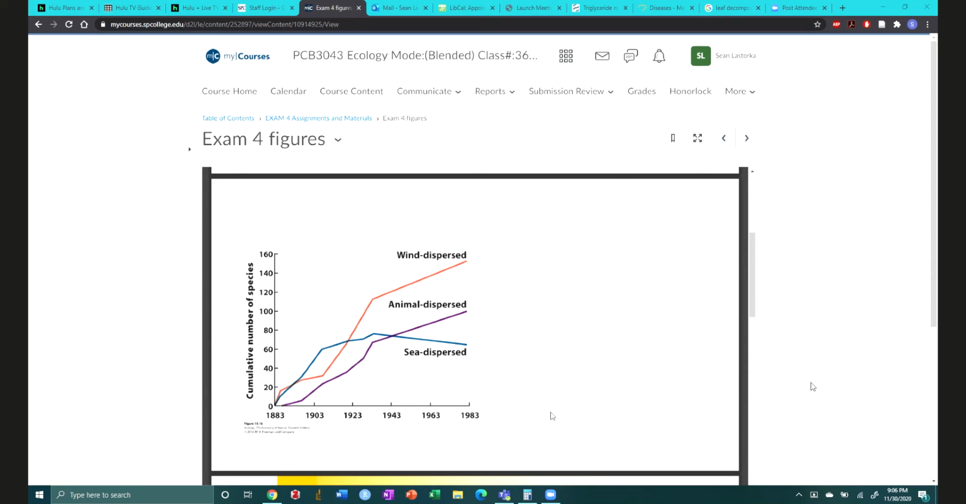And seed dispersal has, as habitats have established, seed dispersal becomes less viable.